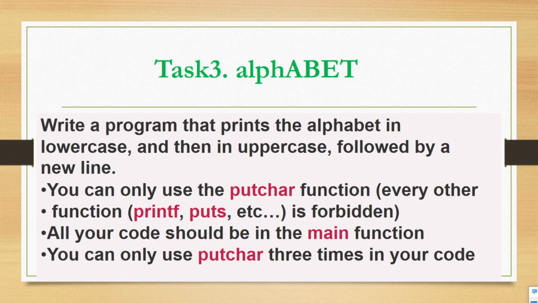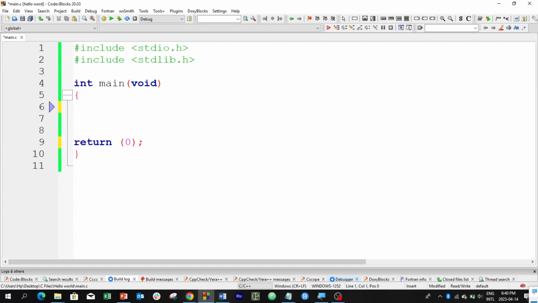So I'll be solving this question using both the for loop and the while loop. So let's head to Code::Blocks. We're going to start with the while loop. I'm going to declare 2 variables. I'll be using i, and this i is going to be equal to the lowercase a, and I'll declare another variable, j, and j will be equal to the uppercase A. So that is the first part, to declare the variables.